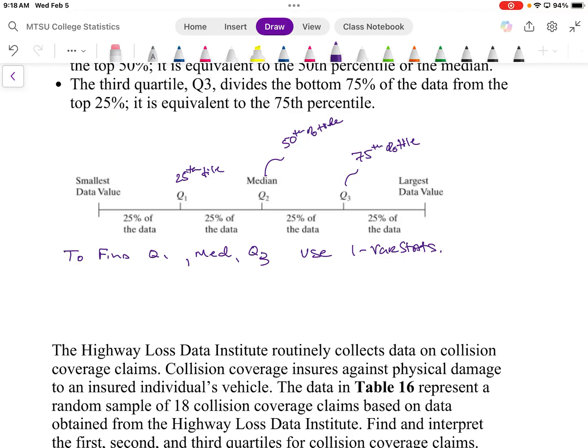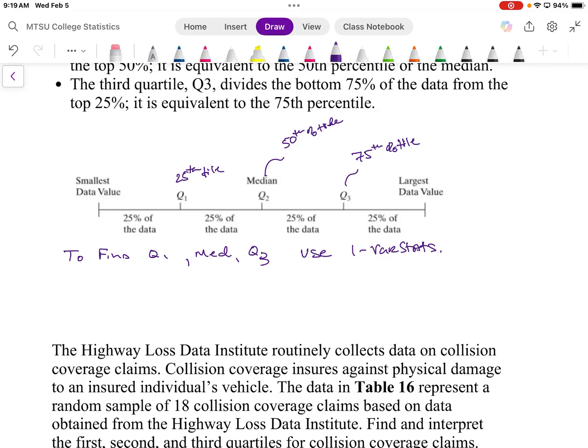So in each of the different programs out there statistically, whether it's the TI-84, Excel, Minitab, and those different applets, they all have it set up just a smidge different.